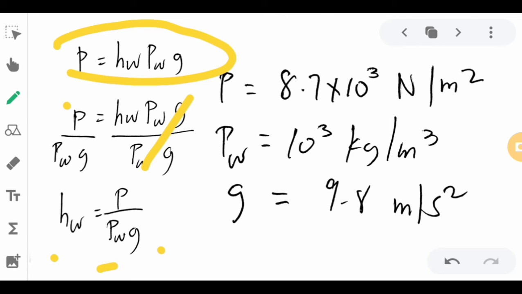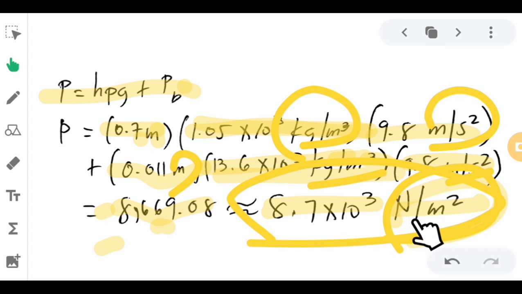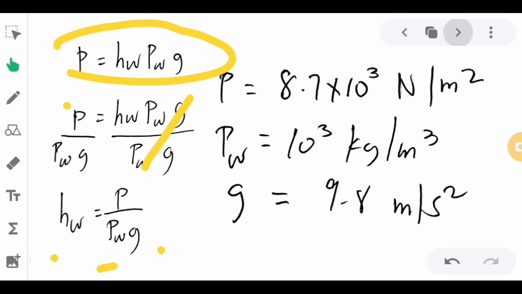So the value of our P is based on the answer here, which is 8.7 times 10 raised to 3 newtons per meter squared. And the value of ρ_w, or the density of water, in kilograms per cubic meter is 10 raised to 3 kilograms per cubic meter. And the g, or the acceleration due to gravity, is constant, 9.8 meters per second squared.